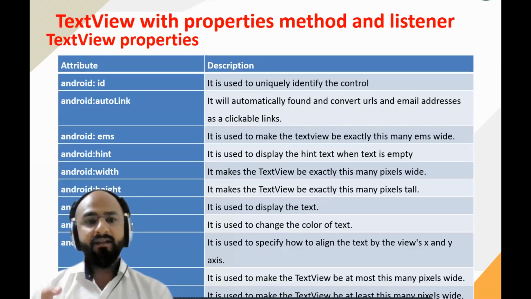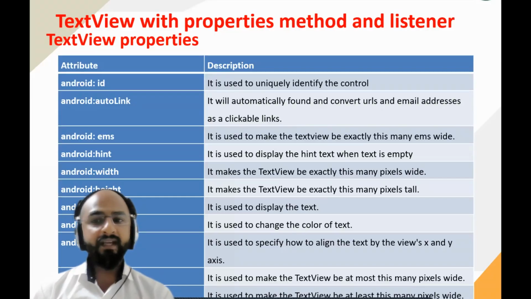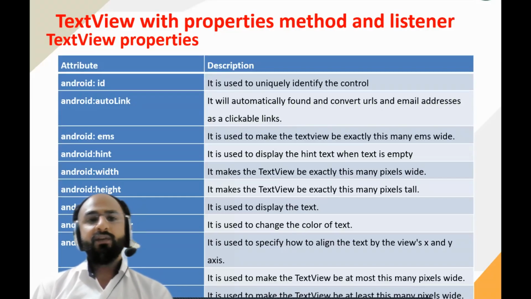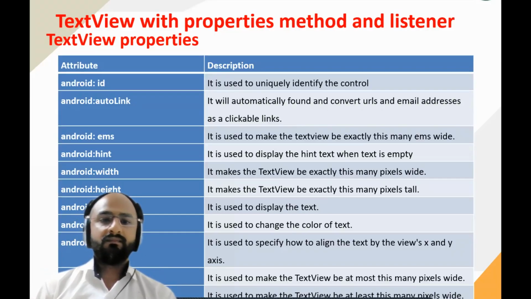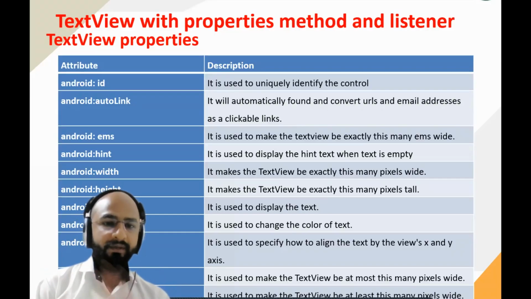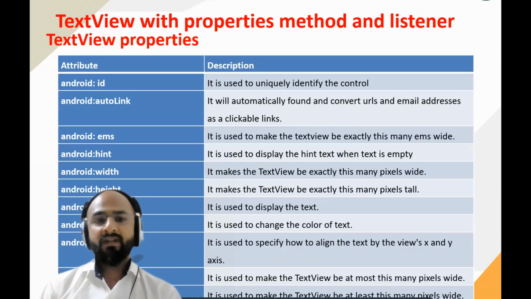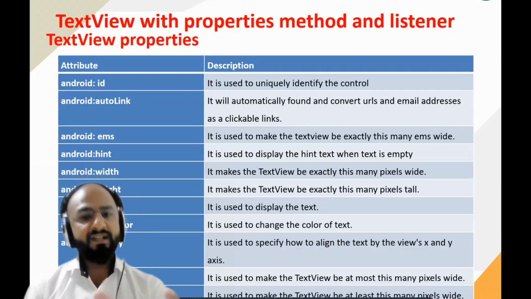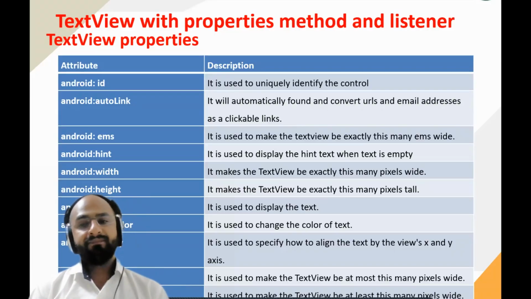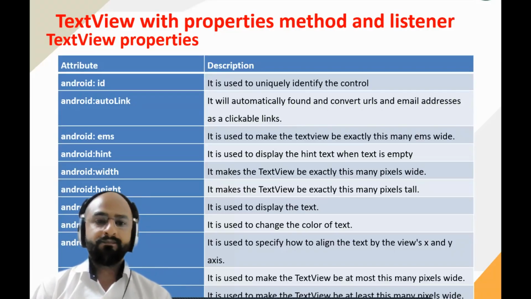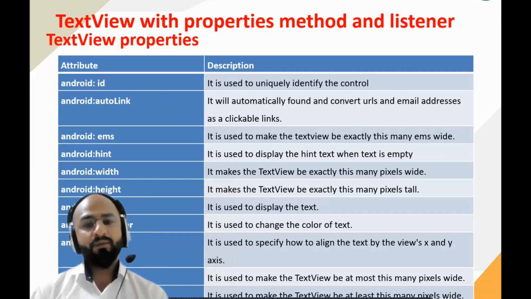Whenever you are taking any text view in the screen, in the activity, you need to provide the ID, and you can see all the properties are written with a prefix of Android colon. So Android colon is the prefix for the particular property, and that we need to write in the XML code. I will give you the practical demonstration also.